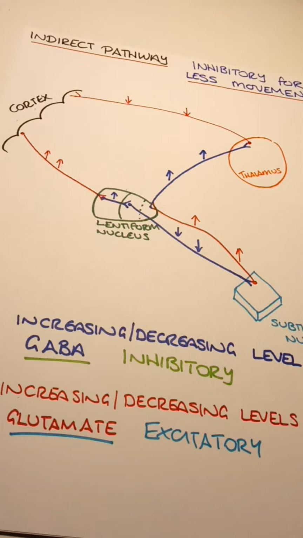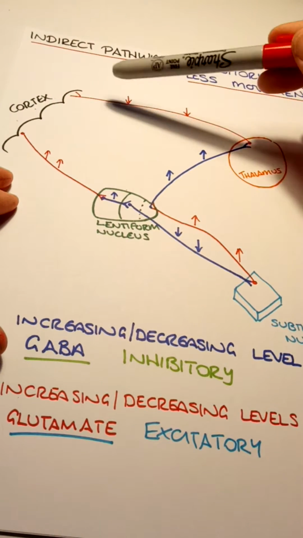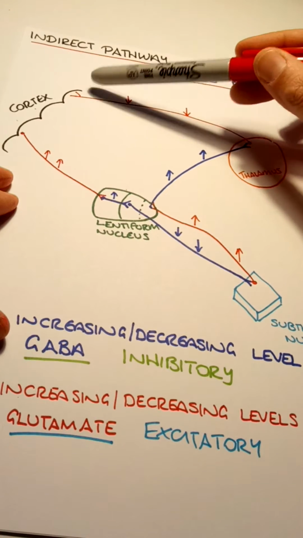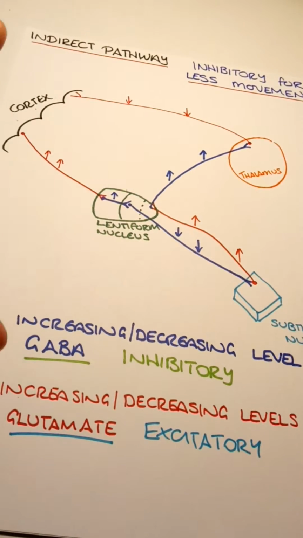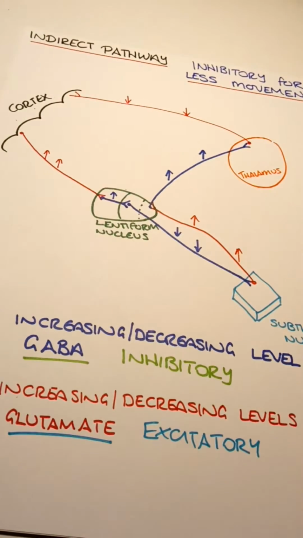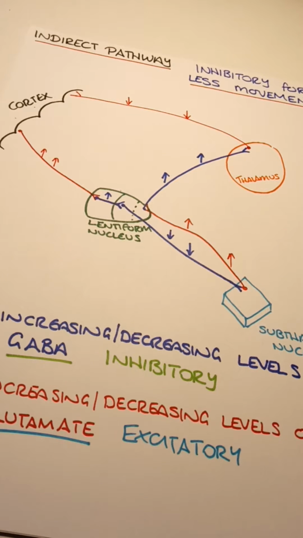So again, what you're looking at is what is happening to the next neuron in line. If you get stuck, you can work backwards. You can start with this. You know you want less movement in the cortex, so this one's got to be decreased. Then you can work backwards. It's easier to remember it forwards, but if you get stuck, you can go backwards. So there we go. Let's just label these bad boys up.